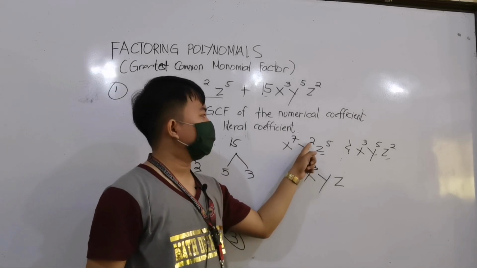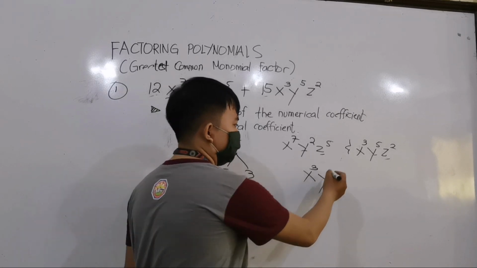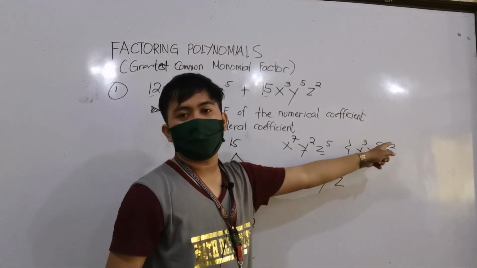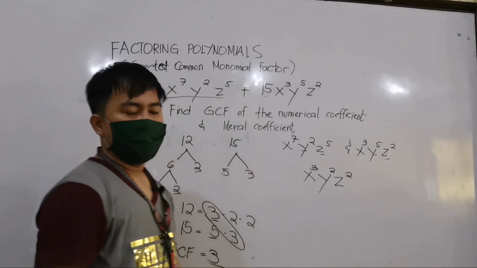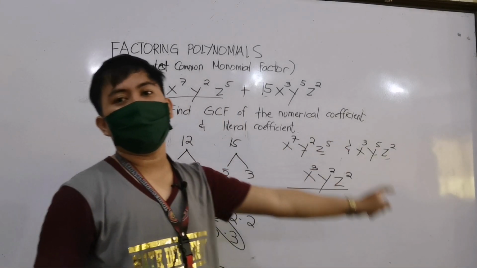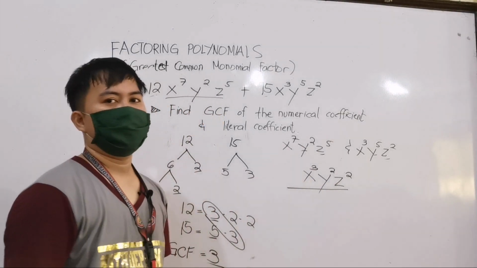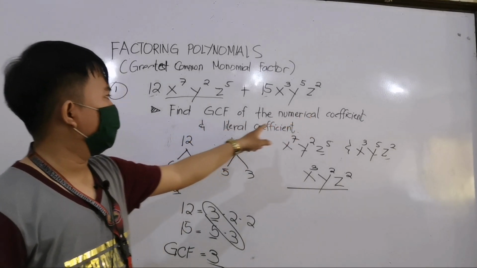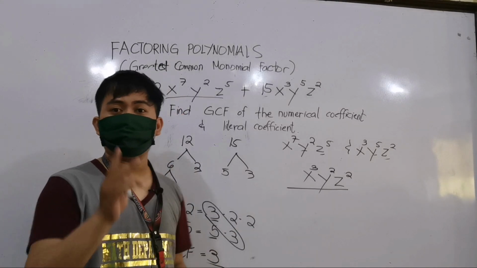Exponent of y on the first is 2 and 5 on the second. And 2 is less than 5. 2 ang kukunin natin. Z raised to 5 and z raised to 2. 2 is less than 5. So, 2. Meaning to say, the GCF of the literal coefficient is x cubed, y squared, z squared. Okay, huwag pong kalimutan. Una is, find GCF of the numerical coefficient and literal coefficient. Ito na po yun. Now, what's next?